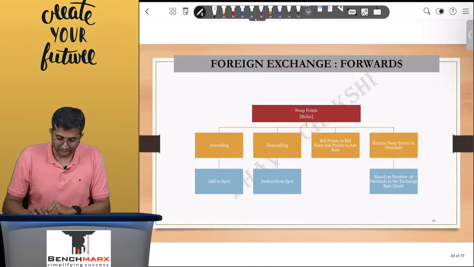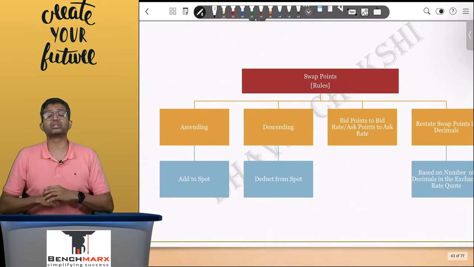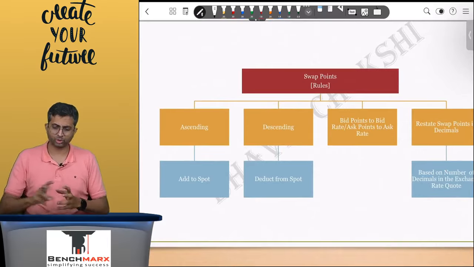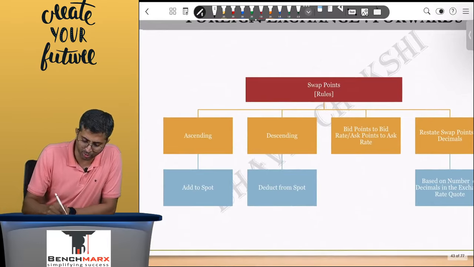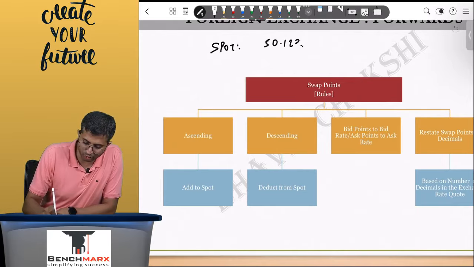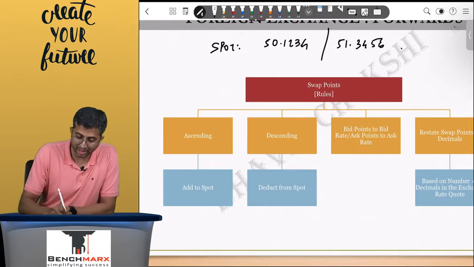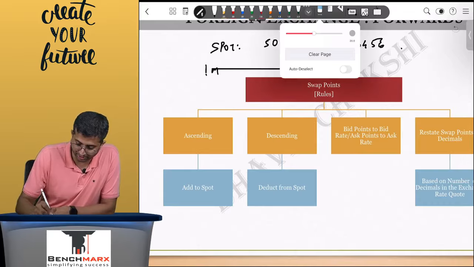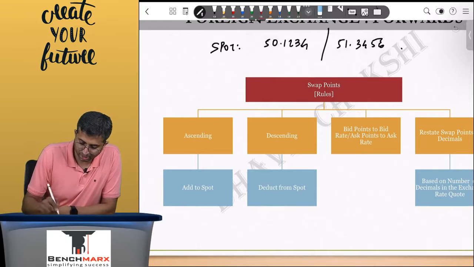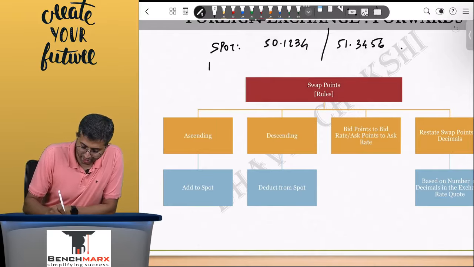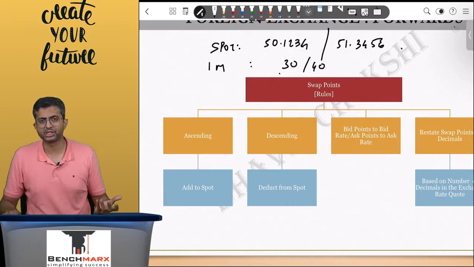Then there are certain questions where there can be swap points. So the rates may be given in points. So your spot rate might be given, for example, as 50.1234 and 51.3456, for example. And then the 1 month forward rate may be given as, let's say, 30 and 40. This is called points.